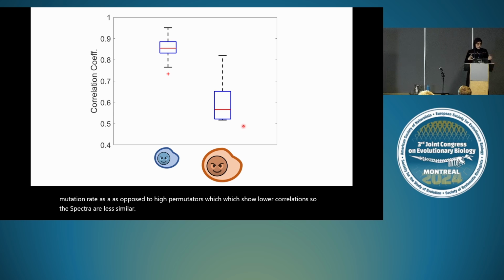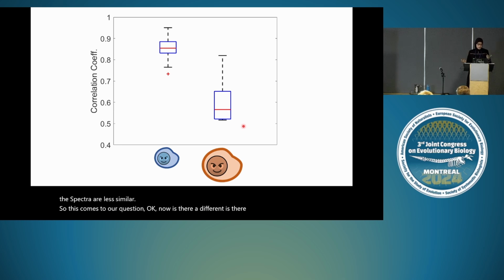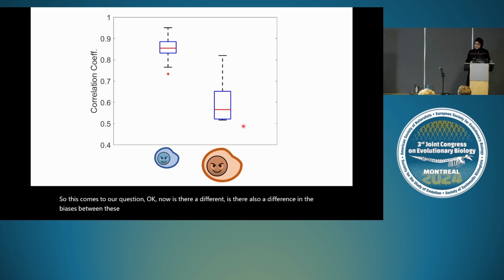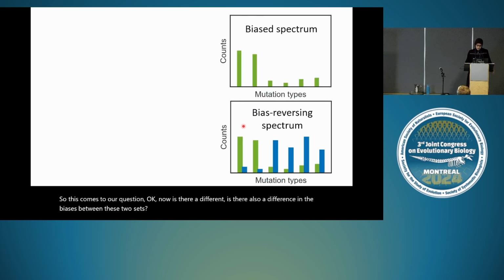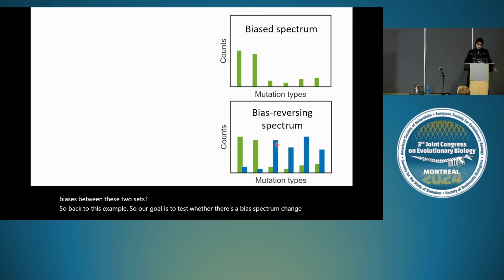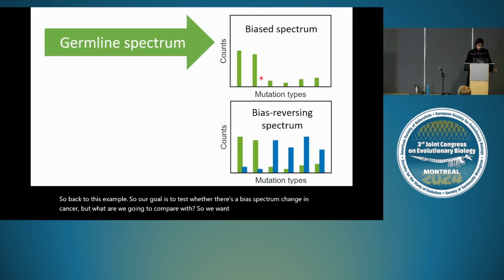So this comes to our question. Now, is there also a difference in the biases between these two sets? So back to this example. Our goal is to test whether there's a bias spectrum change in cancer, but what are we going to compare with? Actually, the answer is the germline spectrum, because it represents the historically prevailing bias throughout human history.